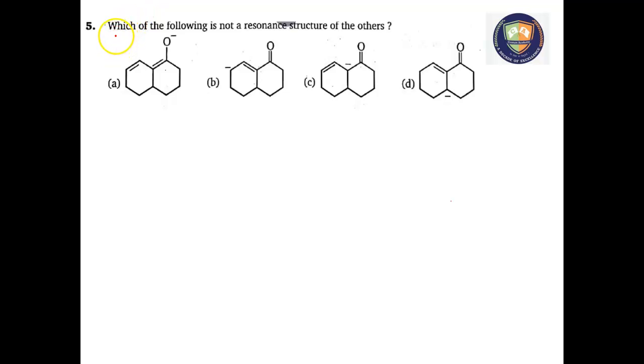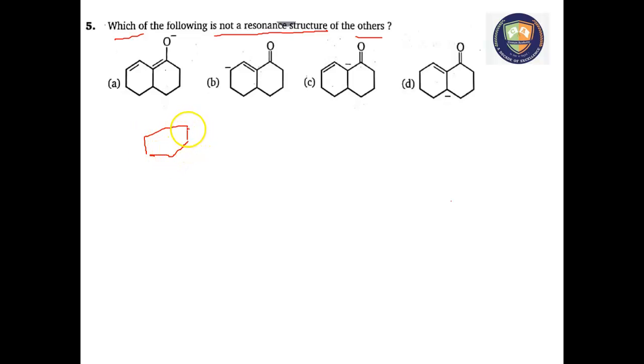So now we have this question number 5. Which of the following is not a resonance structure of the others? So we have these 4 structures A, B, C and D. Out of these we have to tell which one is not a resonance structure. First, let us draw this structure A.